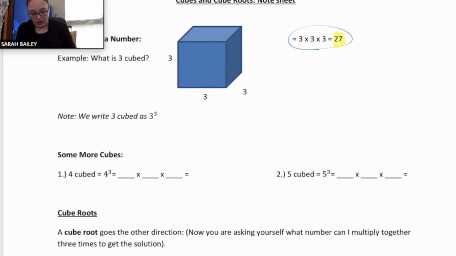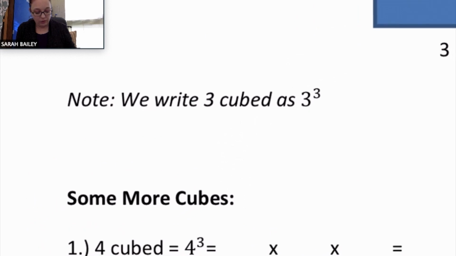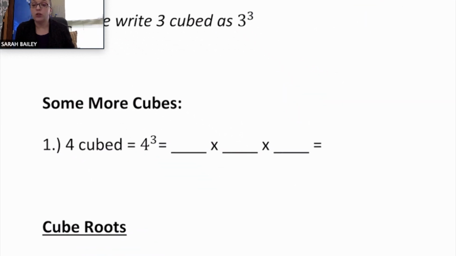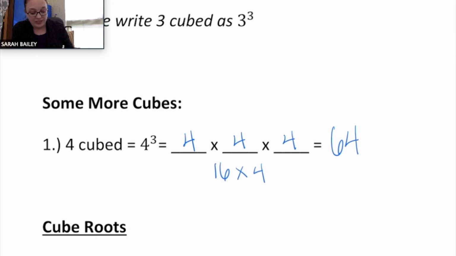Okay, and we write 3 cubed like this. So that says 3 cubed. Some of you may read that as 3 to the 3rd power, but technically we read that as 3 cubed. All right, so let's do a few examples. So 4 cubed means 4 times 4 times 4. So that would be 16 times 4 or 64.